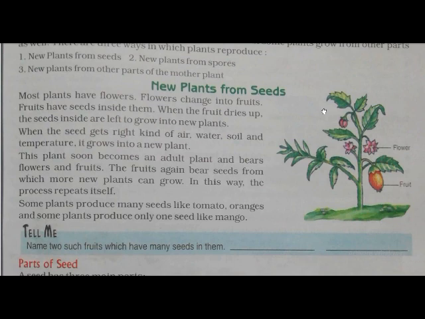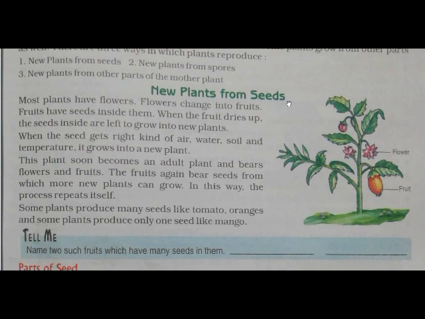Some plants produce many seeds like tomato, oranges, and some plants produce only one seed like mango. So what they are telling, new plant from seeds. In this part, they are telling that most plants have flowers. We know that most plants have flowers that change into fruit and have seeds inside them. So these things they are telling. When the fruit dries up, the seeds inside are left to grow into new plants. When the fruit is dried up, then the seeds inside are left to grow.